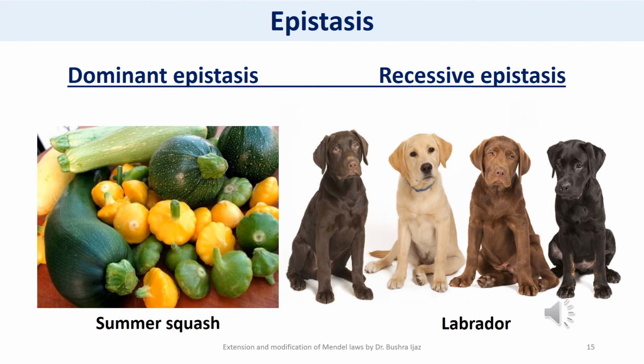Well, in case of recessive epistasis, it is a form of epistasis in which a pair of recessive alleles of one gene can cause a masking effect on the expression of the alleles of another gene at another locus. Or in other words, we can say that two copies of the epistatic allele are necessary to mask the effect of the hypostatic allele or gene. A very good example is that of coat color in Labrador dogs.